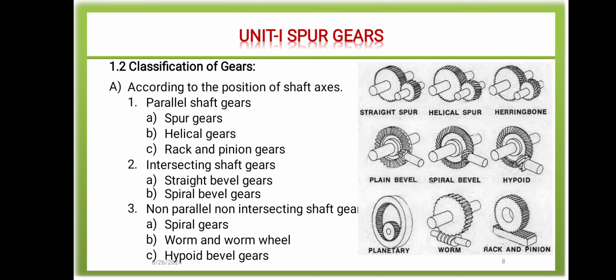For parallel shafts we can use spur gears, helical gears, or rack and pinion gears. In the figure you can observe how spur gears are, how helical gears are, and how herringbone gears are. Then for intersecting shafts, we'll be using bevel gears and spiral bevel gears, and for non-intersecting and non-parallel shafts we'll be using spiral gears, worm and worm wheel, or hypoid bevel gears.